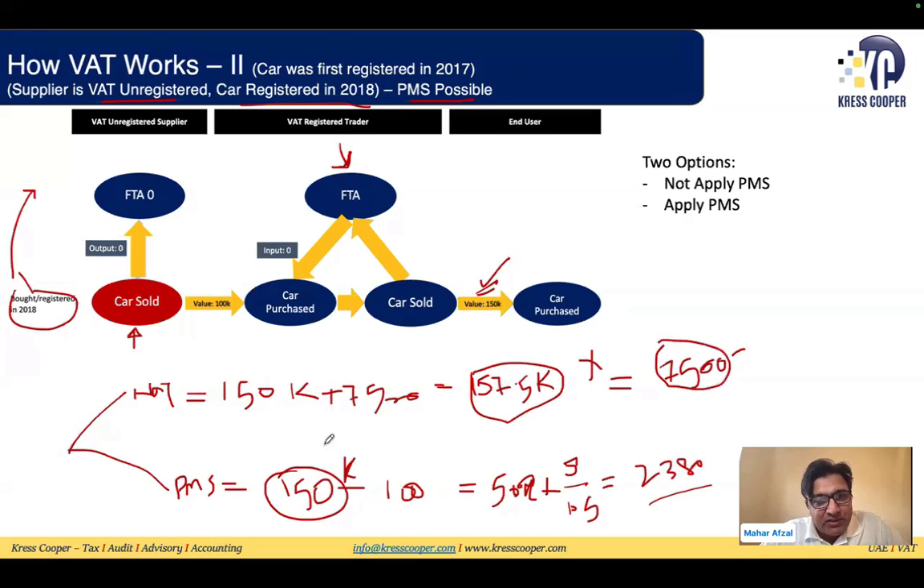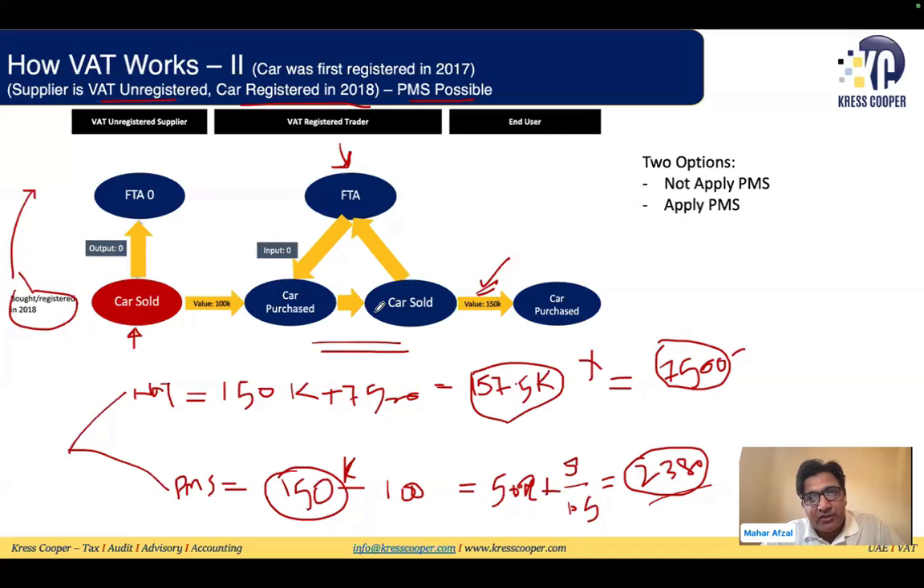And when this person is selling the car into the market, their VAT will be how much? 2380, almost 2380. And I just wanted to tell you, this VAT is on the incremental value. How much is the value addition? This is called value added tax. How much is the value addition here? 150K less 100K.